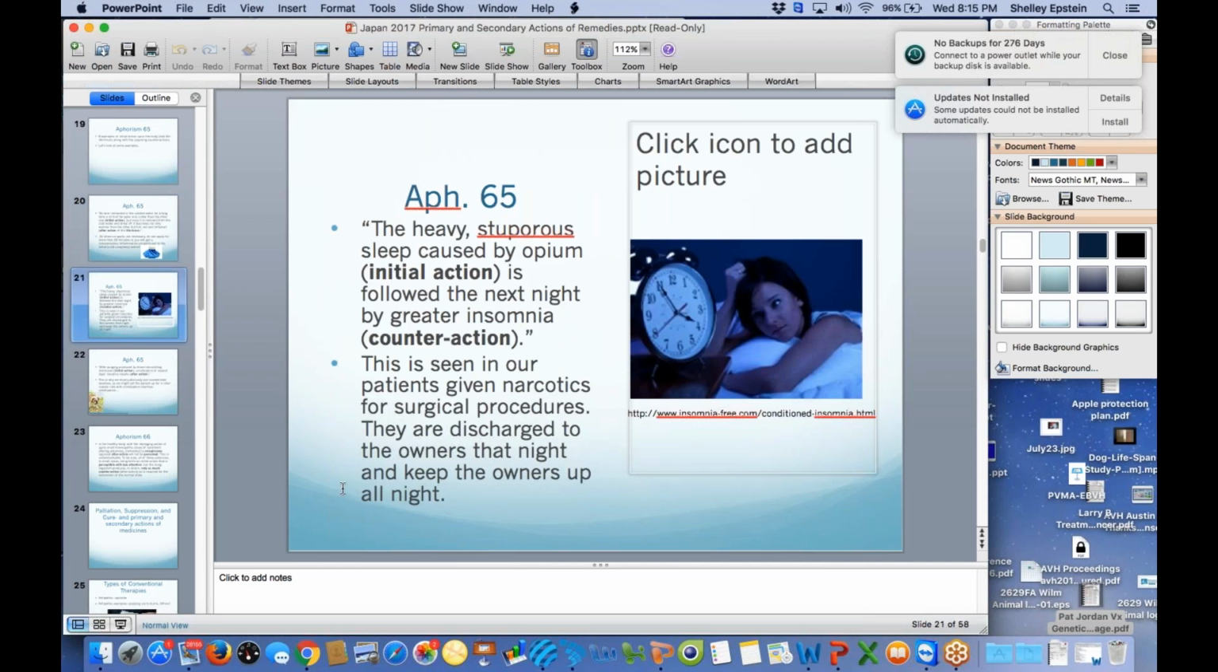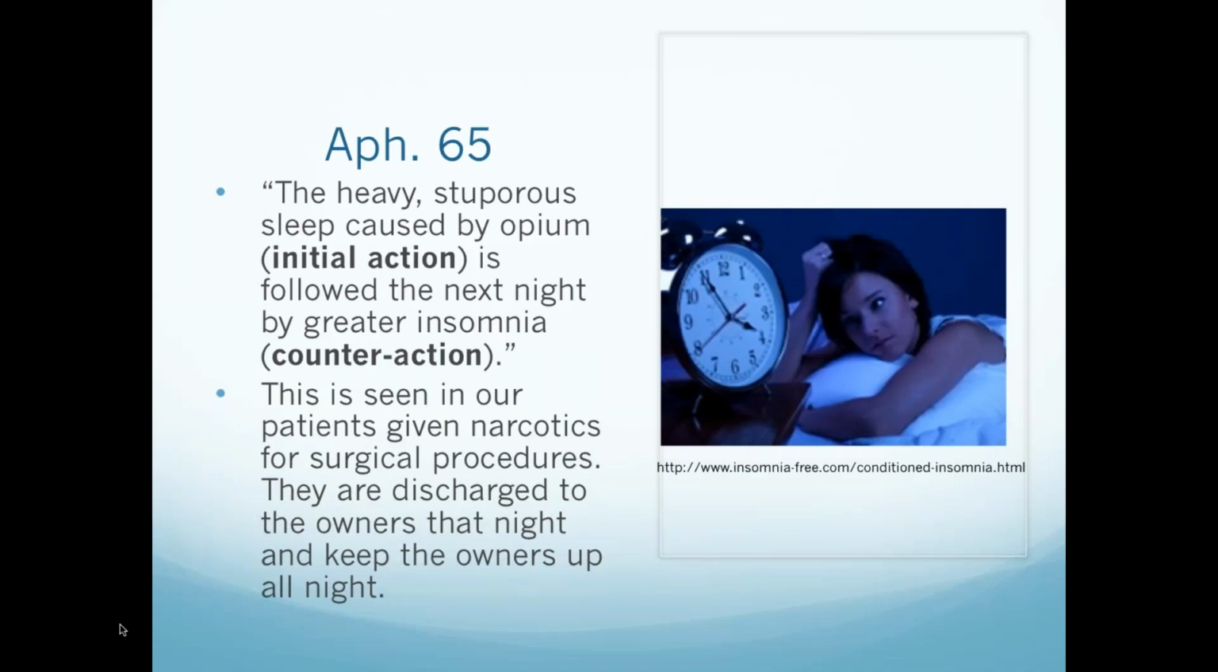So let me see if I can get this on full screen here. There we go. So aphorism 65, Hahnemann says, the heavy stuporous sleep caused by opium, which is the initial action, is followed the next night by greater insomnia, which is the counteraction.